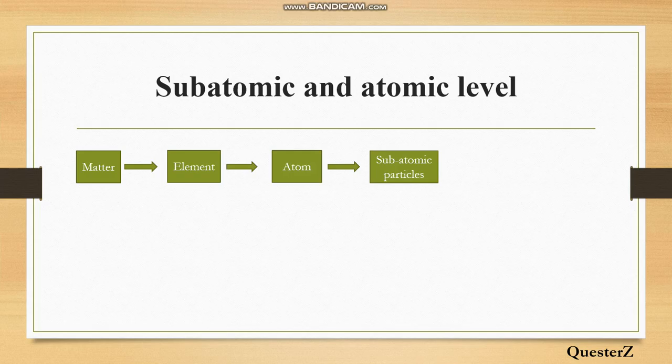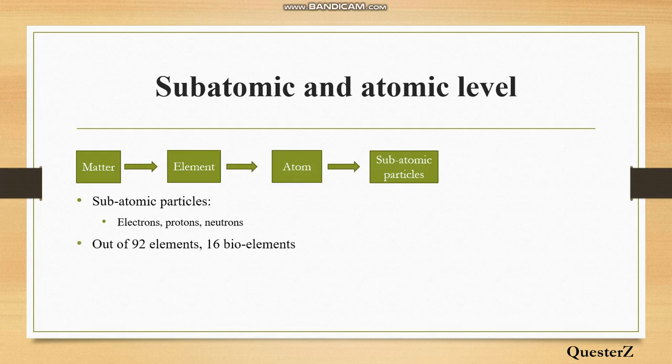Matter, in Urdu we call it maada. So everything you see around you is composed of elements. Elements are composed of atoms, and atoms are composed of subatomic particles. Some subatomic particles include electron, proton, and neutron. Those are subatomic, meaning they are present inside the atom.